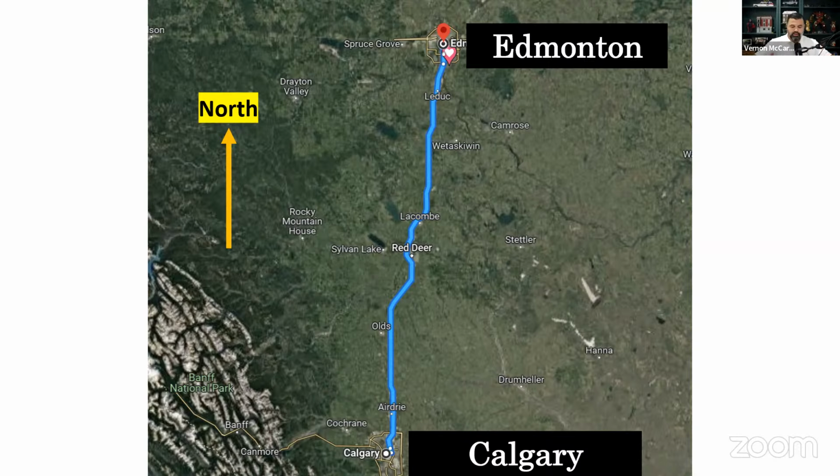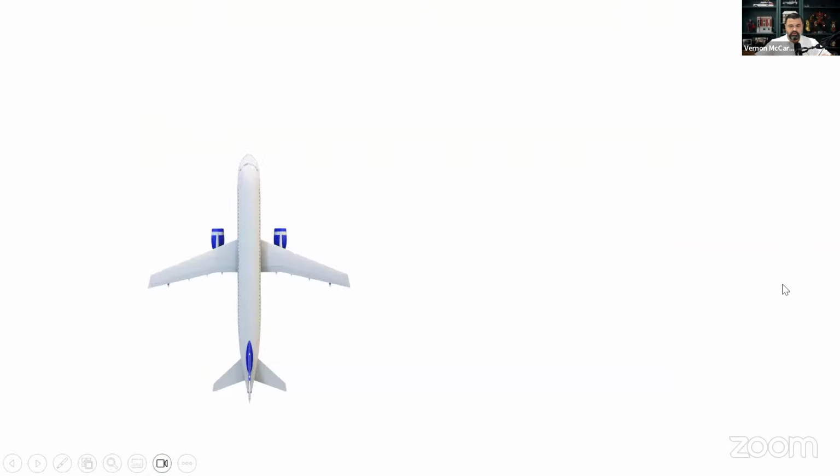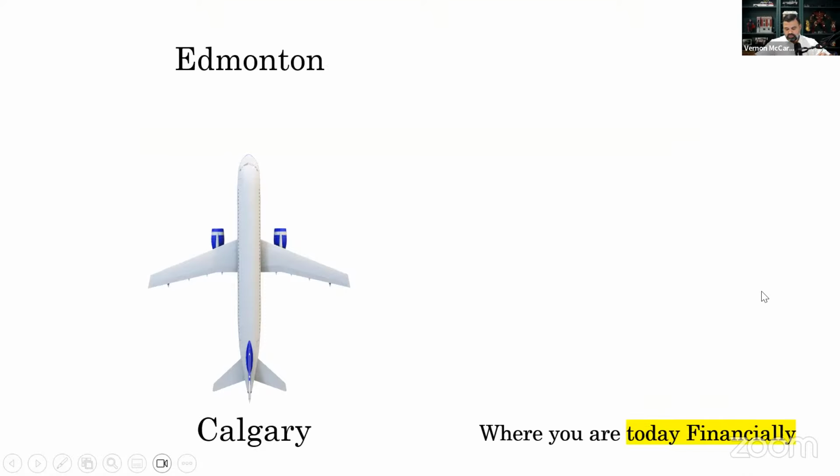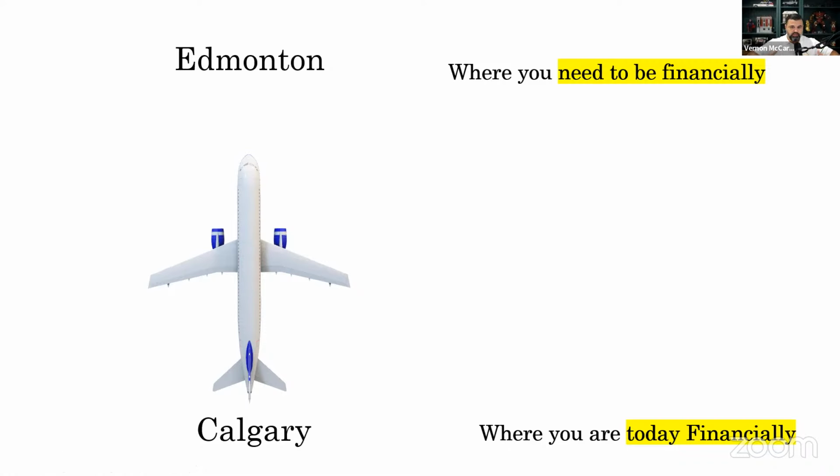So I will be going to Edmonton. I probably won't fly. So let's say we're going to go to Edmonton, from Calgary to Edmonton. Now we get in the plane, and to keep things simple, we're going to say that we have a ground speed. Oh, hang on here, I'm getting ahead of myself. So Calgary is where you are financially today. Okay, that's what this is representing. And Edmonton is where you want to be financially. Think about this in terms of where money's flowing and how money's flowing throughout your life.